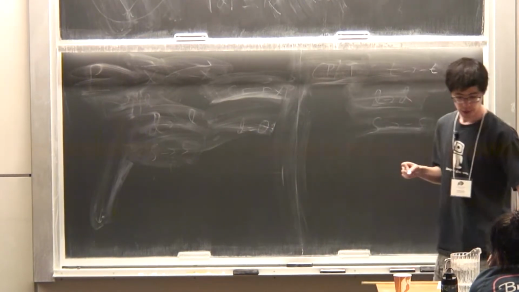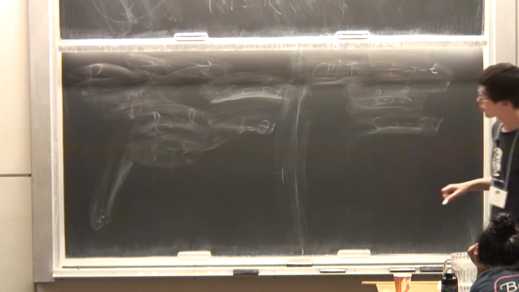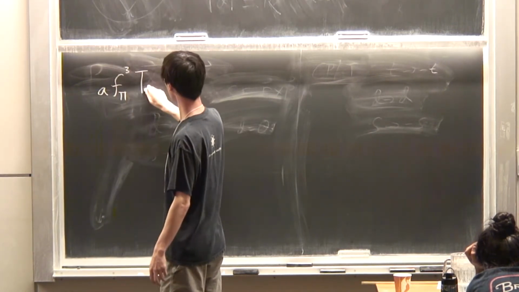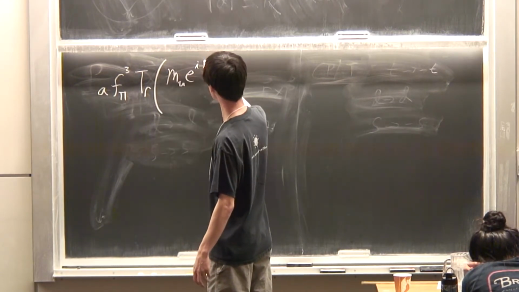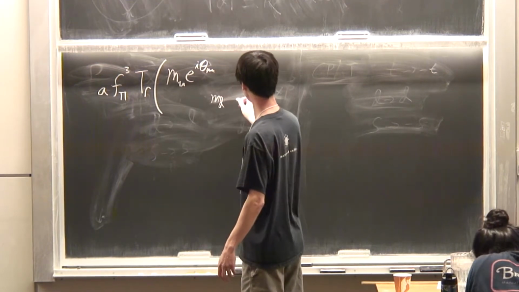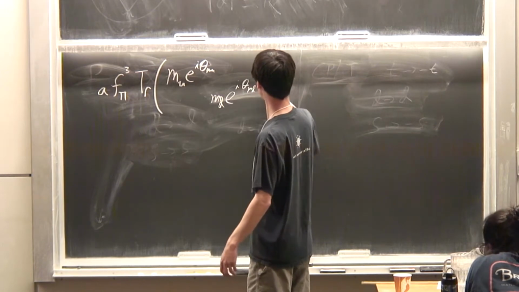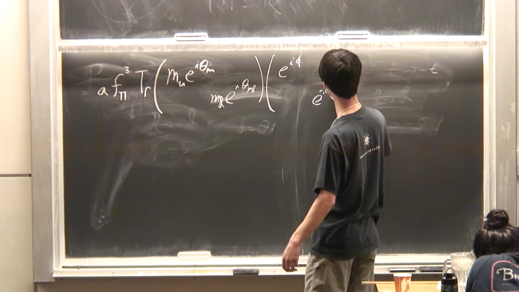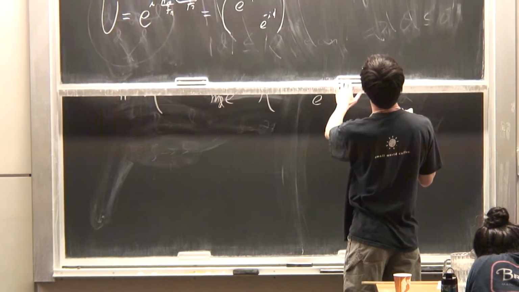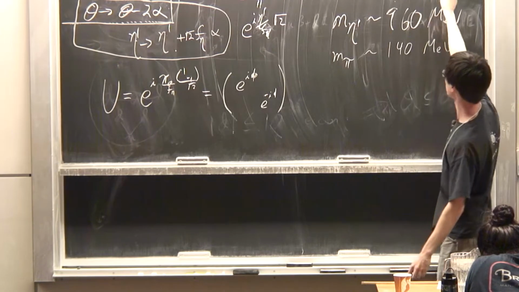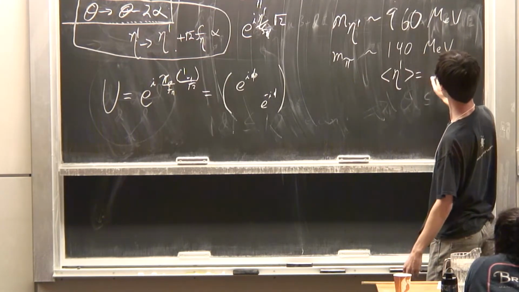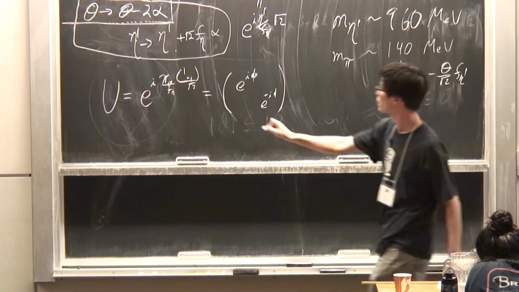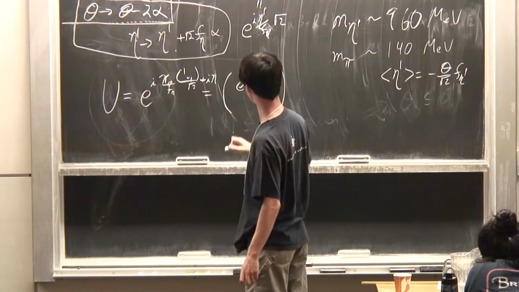OK. Let's write down the mass term in slightly more detail. In fact, let's go all out when you calculate this. F pi cubed, trace of mu e to the i theta mu, md e to the i theta md, times this guy, e to the i phi, e to the minus i phi. And I forgot to mention, you'll notice here that eta prime obtains an expectation value that's minus theta over square root of 2 f eta prime, right? And this term here also has a term that's plus i, that's annoying.